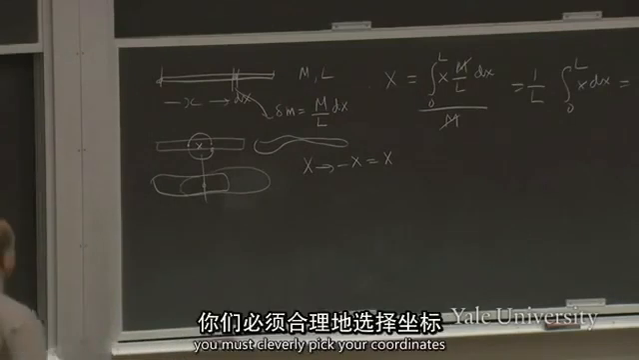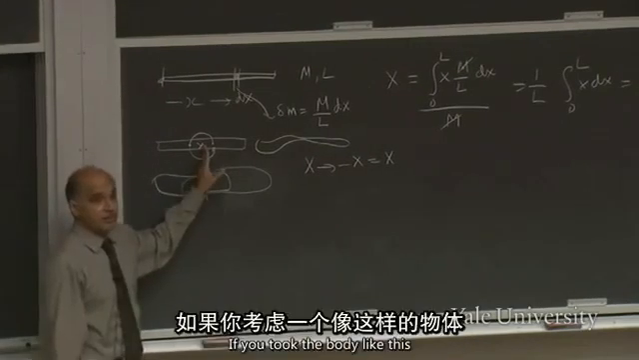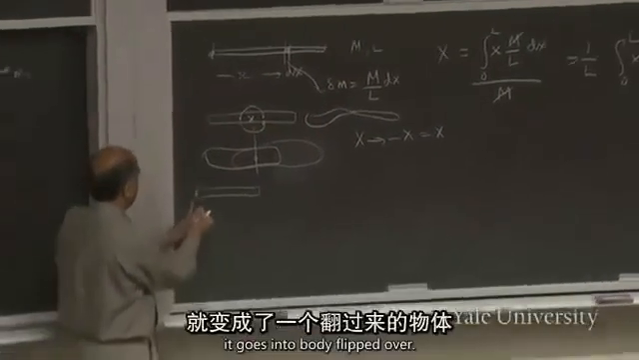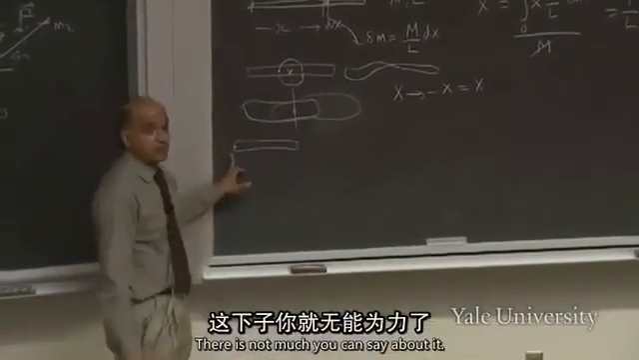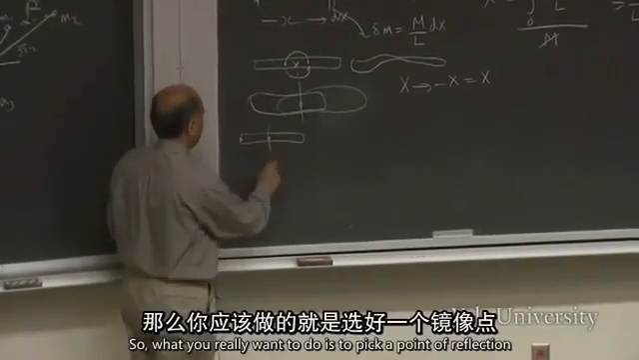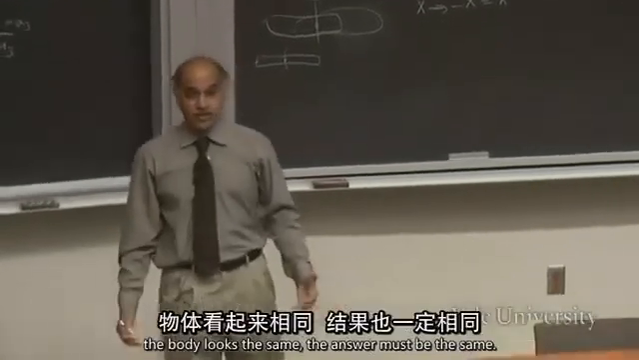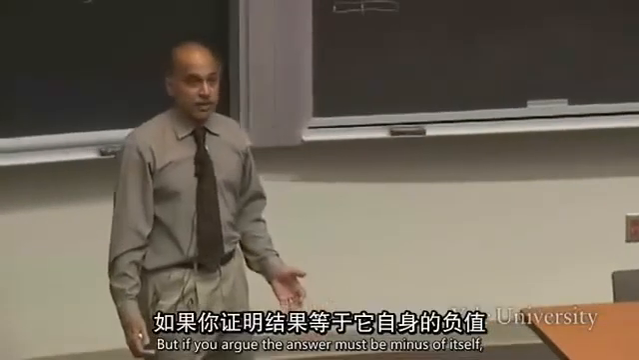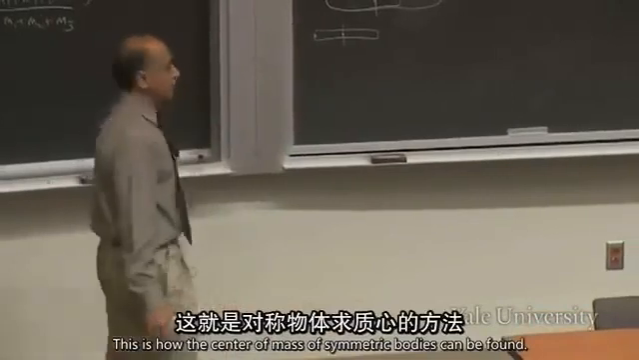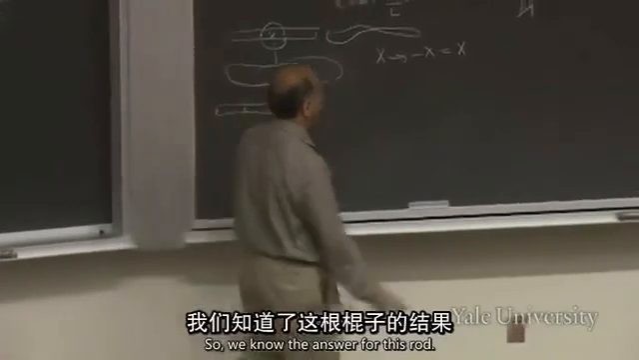To do this, of course, you must cleverly pick your coordinates so that the symmetry of the body is evident. If you took the body like this, and you took a reflection around this point, it goes into a body flipped over, there is not much you can say about it. So what you really want to do is to pick a point of reflection so that upon reflection the body looks the same. If the body looks the same, the answer must be the same. But if you argue the answer must be minus of itself, therefore the answer is 0. This is how the center of mass of symmetric bodies can be found. So we know the answer for this rod.